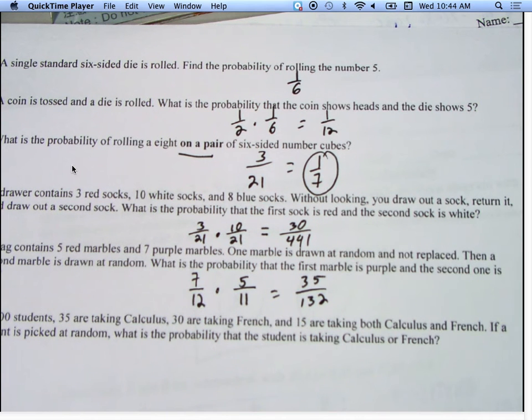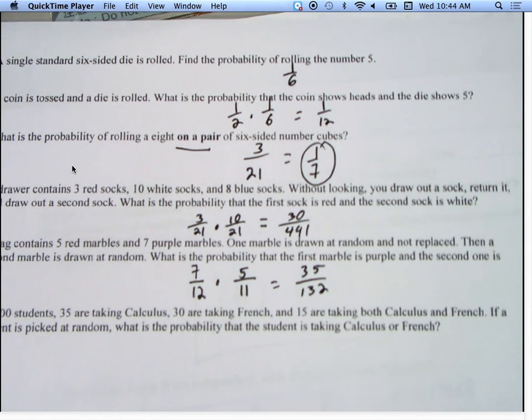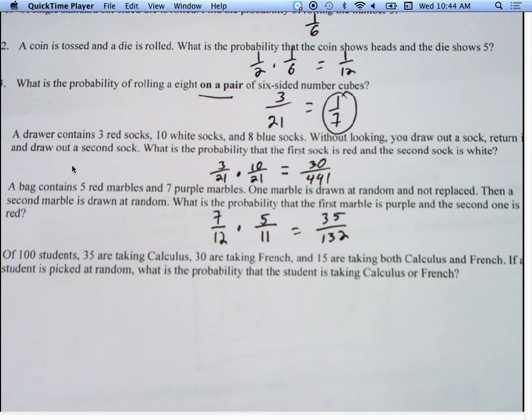Okay. Number 6 is a Venn diagram one. So we're going to go back to this. Of 100 students, 35 are taking calculus, 30 are taking French, and 15 are taking both calculus and French. If a student is picked at random, what is the probability that the student is taking calculus or French?